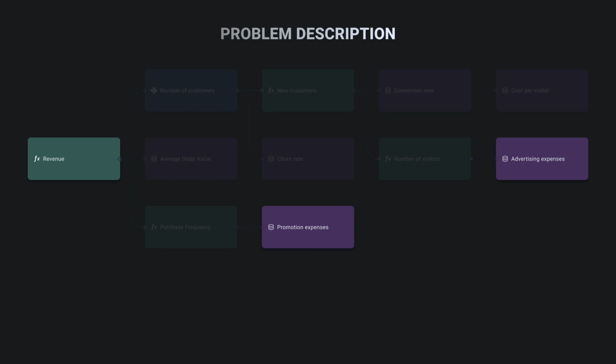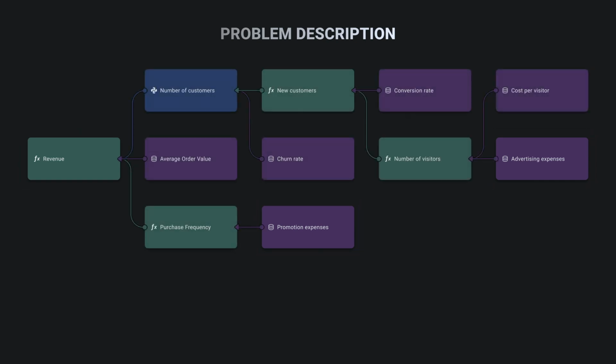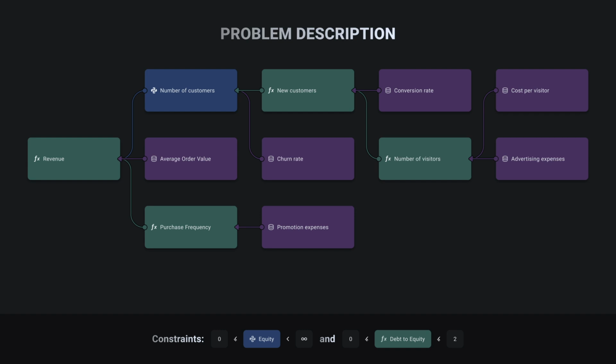However, a significant challenge arises: optimizing the marketing budget to enhance key performance indicators such as revenue or profit margin. To further accelerate growth, the company has the option to utilize borrowed capital. It is crucial, however, to maintain financial stability by ensuring that the debt-to-equity ratio remains below 2.